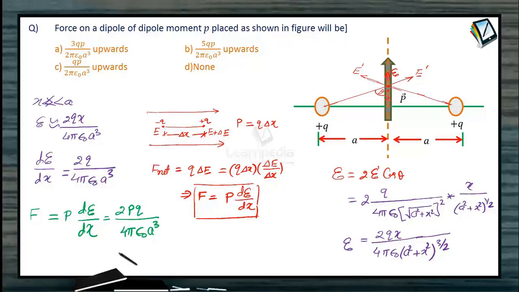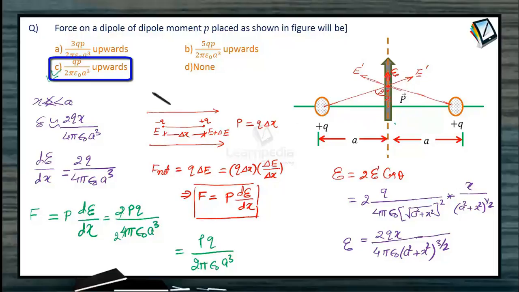Okay, so which particular answer is going to be the correct answer for this question? If you cancel this 2 and this 2, you can see pq divided by 2 pi epsilon naught a cube will be the answer, and it matches with option C. The dipole moment vector is directed from the negative charge to the positive charge. So you can easily decide the direction of this force, which is going to be upward only.